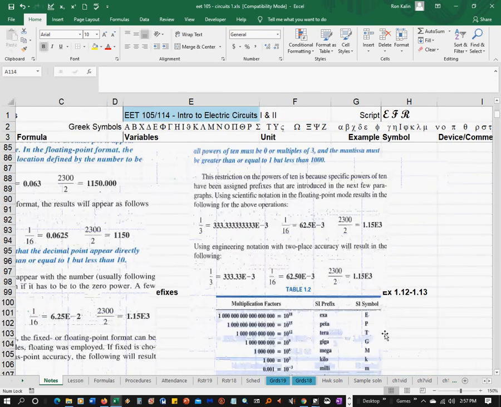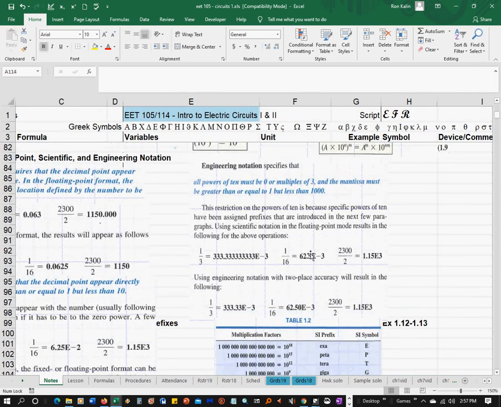Engineering notation we're going to be focused on in this class. All powers of 10 must be 0 or multiples of 3. So 3, 6, 9, 12, -3, -6, -9, -12, and the mantissa must be greater than or equal to 1, but less than 1,000. Okay? So that greater than or equal to 1 is not as hard.